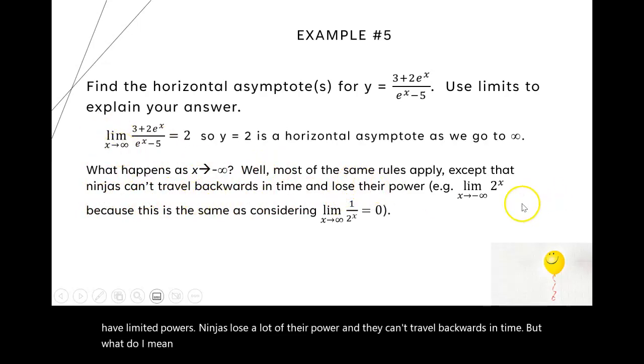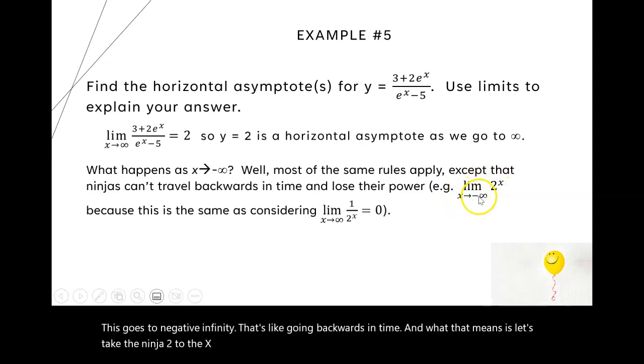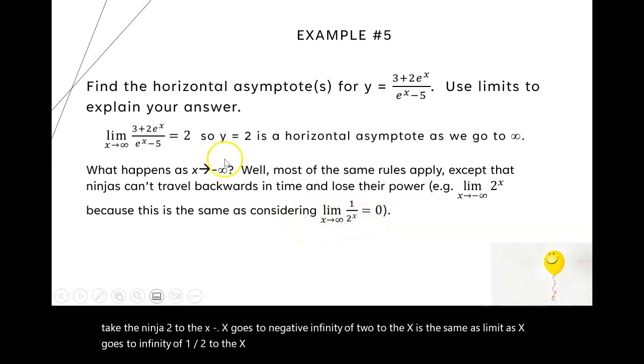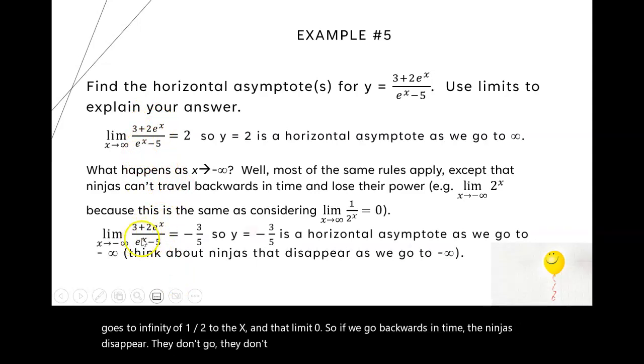If we take the limit as x goes to negative infinity, that's like going backwards in time. Let's take the ninja 2 to the x. The limit as x goes to negative infinity of 2 to the x is the same as the limit as x goes to infinity of 1 over 2 to the x, and that limit is 0. So if we go backwards in time, the ninjas disappear. They don't participate in the fight.